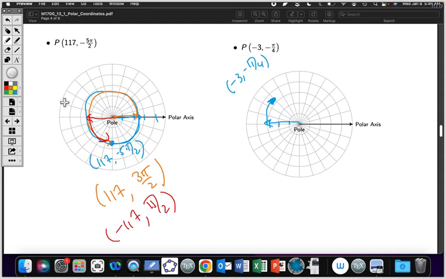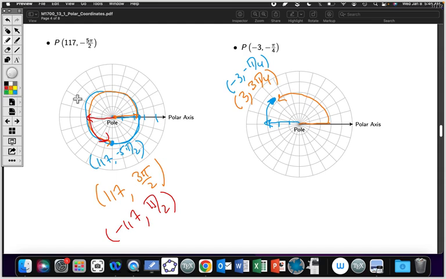If I wanted to get a positive r value, I could move 3 units this way, get on that circle of radius 3, and then I'd rotate around. And I've got that pi over 4 there, so this would be 3 pi over 4. Right? Once again, these angles are off by a multiple of pi. So I could get that way.